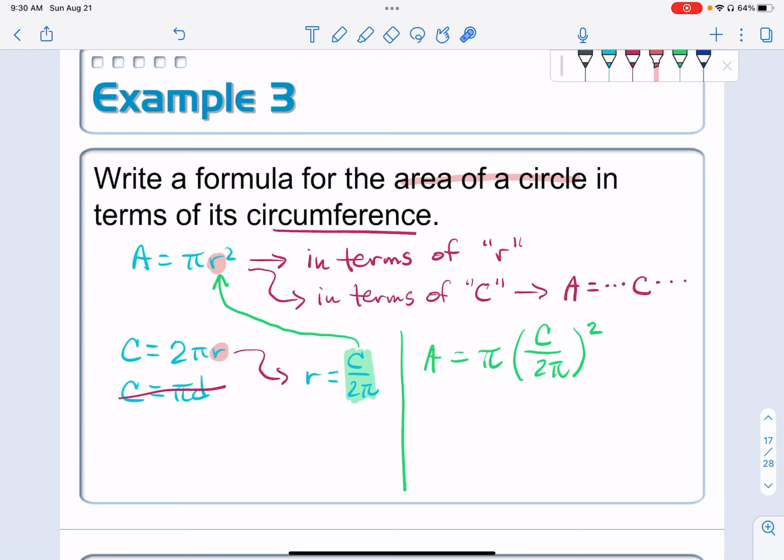If you left your answer just like this, perfectly acceptable. However, if this is a multiple choice kind of question, like something on the PSAT or the SAT, you possibly have to do some algebra to make this answer look like one of their 4 answer choices. So let's simplify here. I've got a fraction, a quantity that I need to square, which means that I'm going to square both the top and the bottom. So I have A is equal to pi C squared over, now the 2 is going to be squared and the pi is going to be squared, so that should be 4 pi squared.